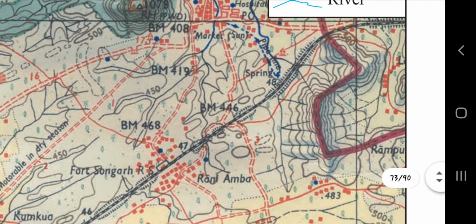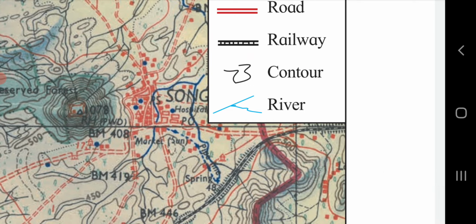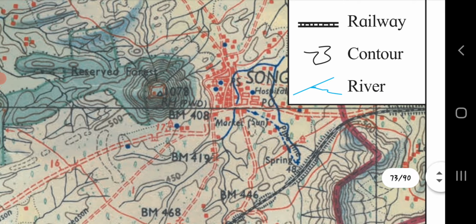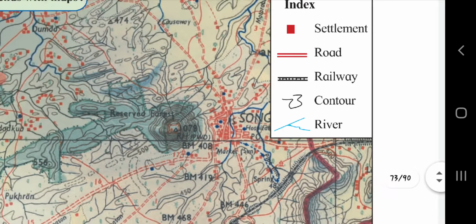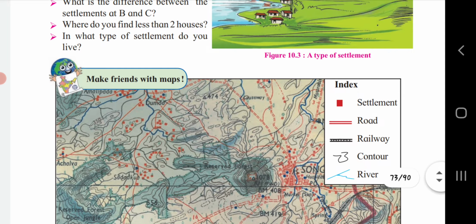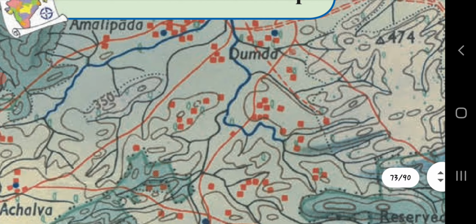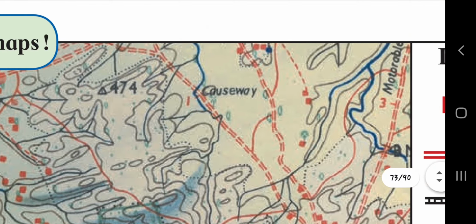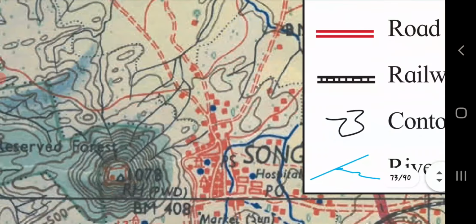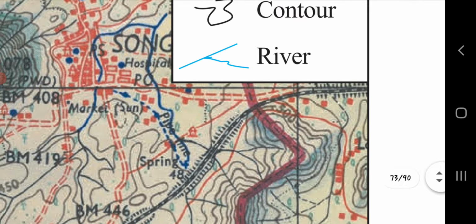from down up to this index, it is railway. Contours, the lines, the curves which are drawn in this map, all that are the contours or contour lines. River, blue color, it shows the river. Here is the river. You can see the dark blue color. Here, again here, here. These all are the regions of river.